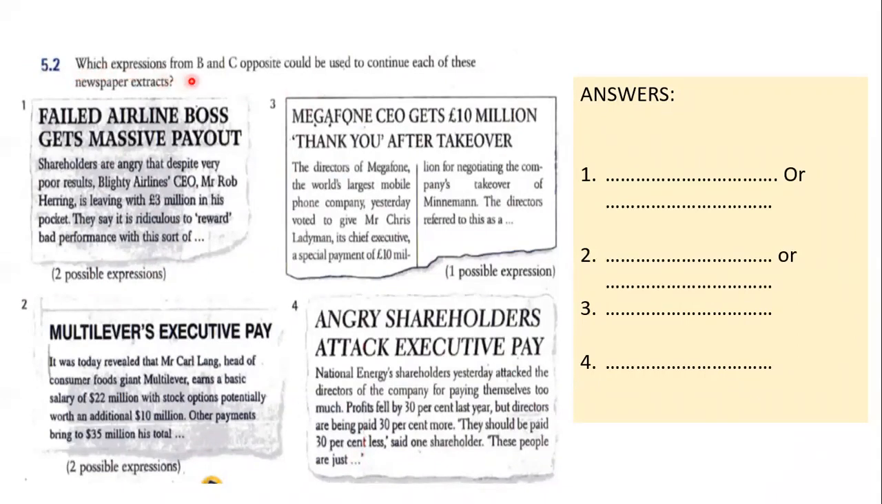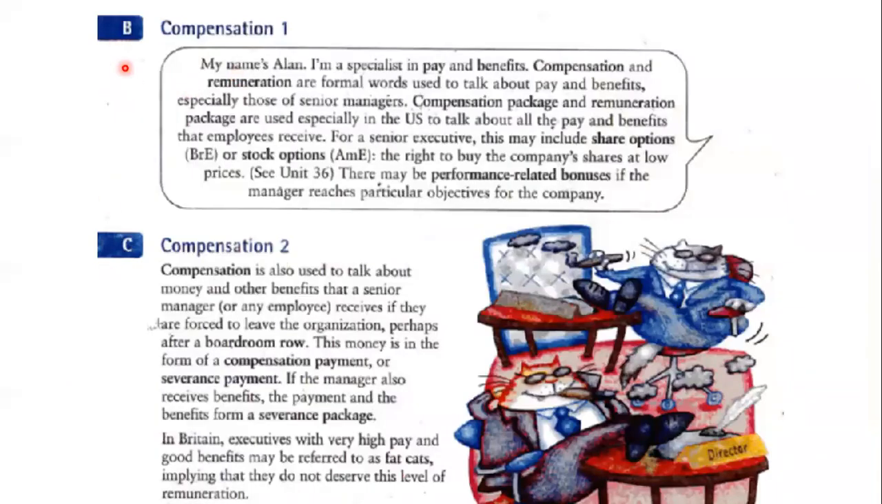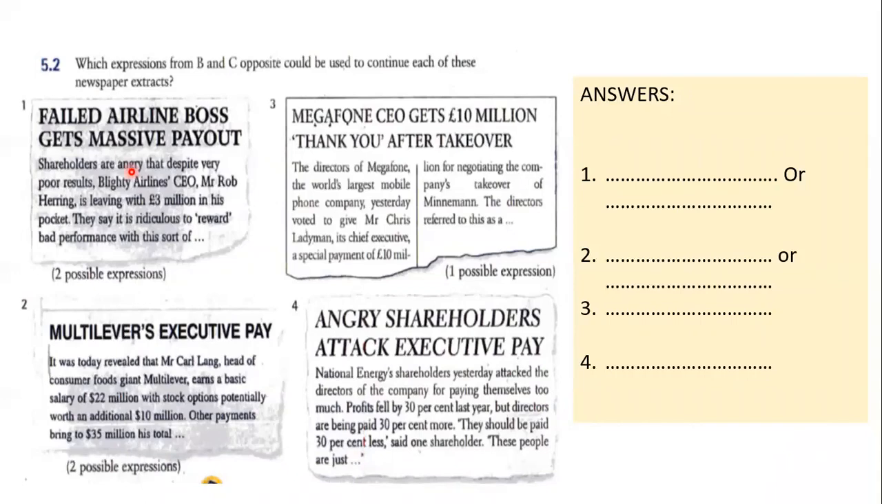So it says, which expressions from B and C opposite could be used to continue each of these newspaper extracts? B and C opposite are these ones, B and C. You have some expressions here in bold, so read. Use a dictionary if you need to. Go to Google, check one of my videos, whatever you need. Read these newspaper extracts, and then here on the right, you can write your answers. So I already did this because in number 1 it says that you have 2 possible expressions, so 1 or 2. This is number 2, 2 possible expressions, here or here. 3, it says only 1, and 4, apparently I cut this part here, but it's 1 option. And that's it.